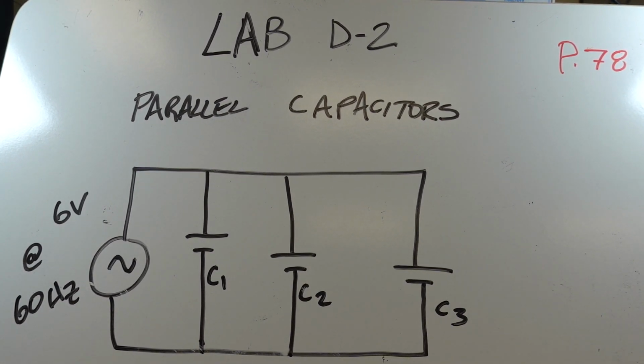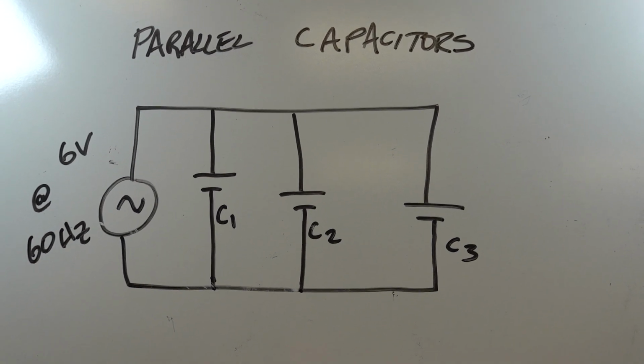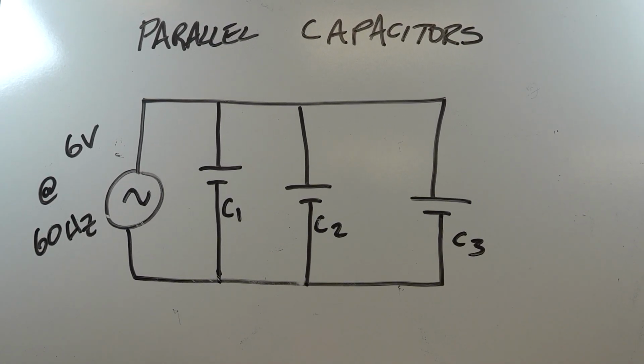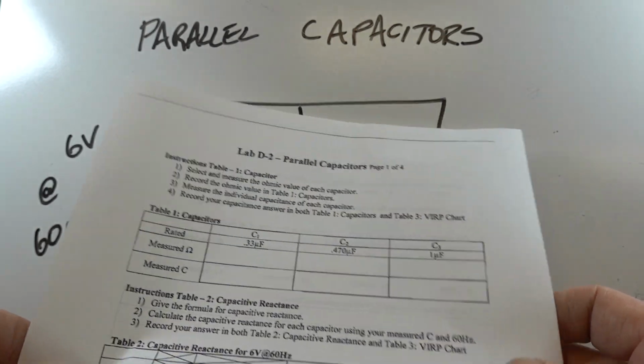This is parallel capacitors. This laboratory is going to be a parallel configuration of capacitors only. In this particular circuit, if you look at page 78 where the laboratory begins, you'll be able to see that our start of our lab is very similar to the one we had previously.